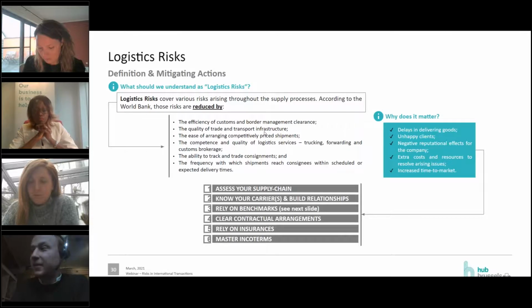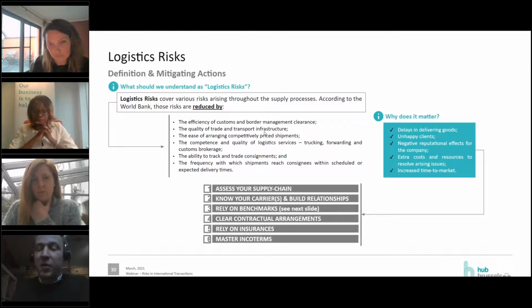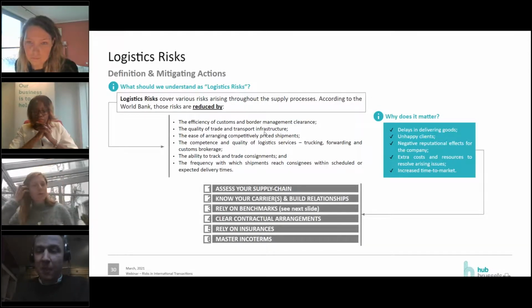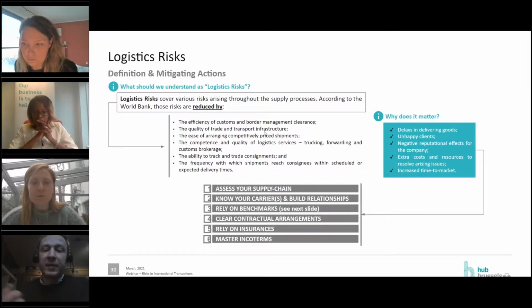I would say that, of course, in the absence of a reliable partner, the company's project to ensure fast delivery and to be closer to its customers in Latin America will not be achieved without due consideration of these variables. What we suggest then is indeed to assess your supply chain, know your carriers, and build relationships with them.